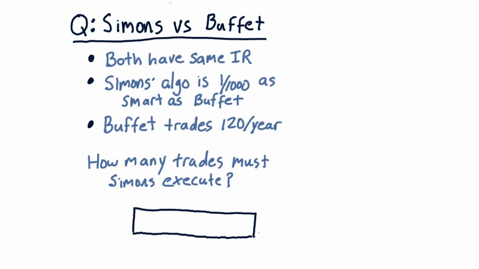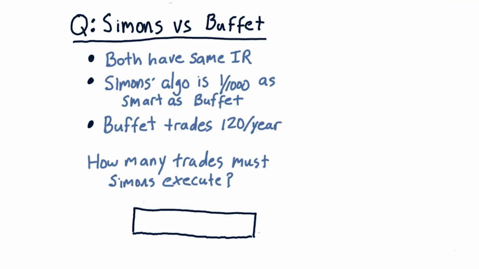Okay, so for this problem, assume that both Simons and Buffett have the same information ratio. I'm making that up. I don't know for sure that they do, but this is just a simplification for this problem. Assume that Simons' algorithms are only 1,000th as smart as Buffett. So that's another way of saying that their information coefficient is 1/1000th the value of Buffett. Also assume that Buffett trades 120 times per year.